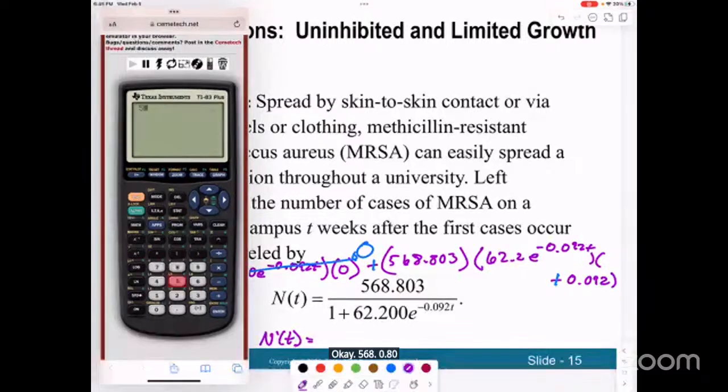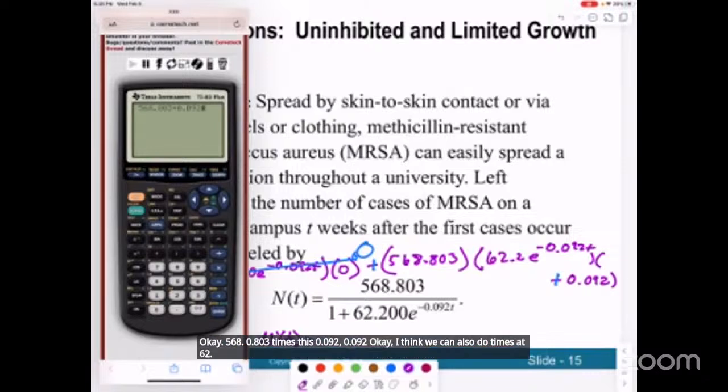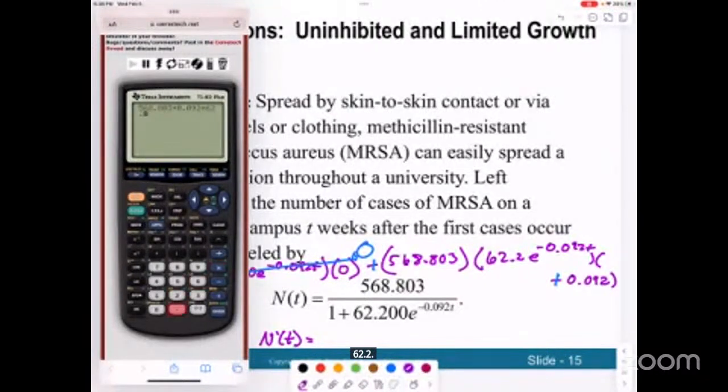568.803 times 0.092. Okay, I think we can also do times that 62.2. So it looks like we're getting 3254. Let me write out the long decimal: 918287 times e to the negative 0.092t all over the bottom squared.